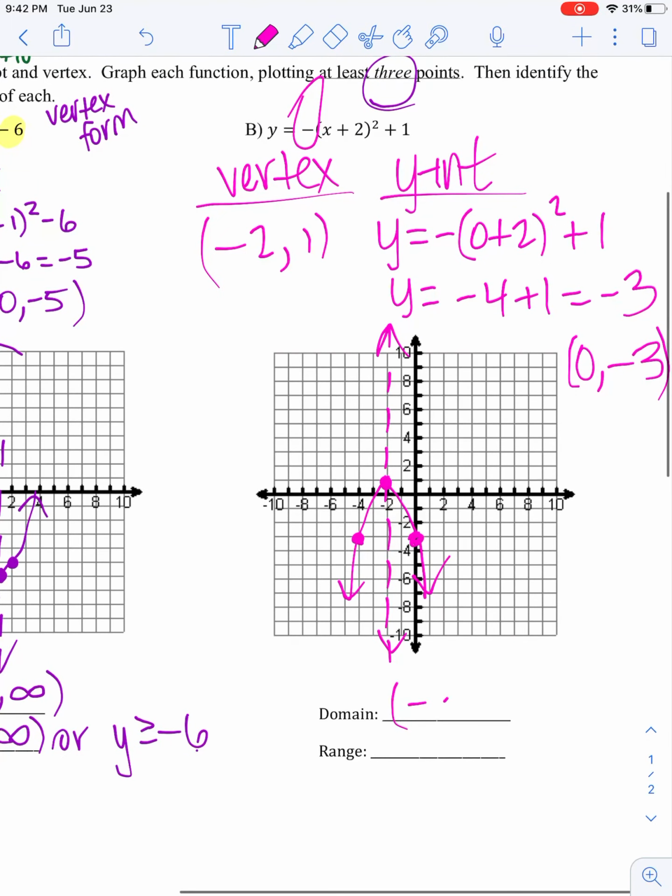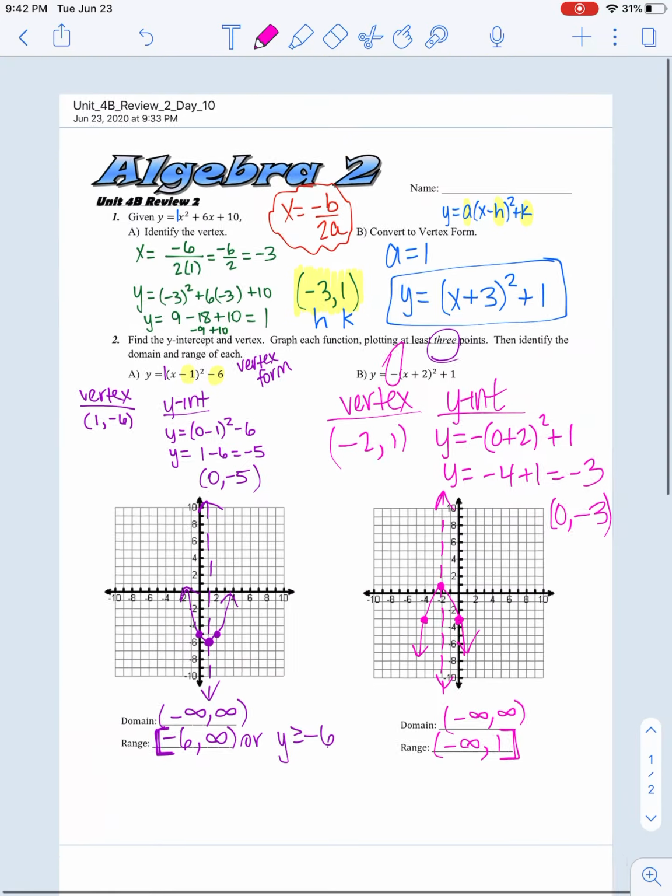And the domain is negative infinity to infinity, like every single quadratic equation we see, because all of them have arrows left to right. The range has an arrow going down, so I start at negative infinity, and then the vertex is negative 2, 1, so I stop at positive 1, and I put a bracket there.